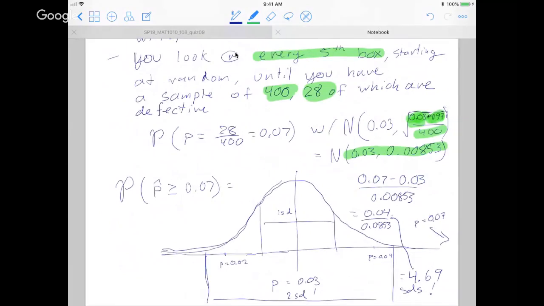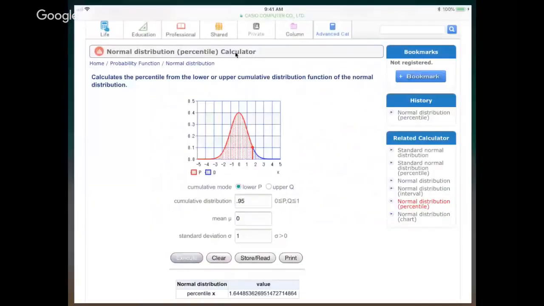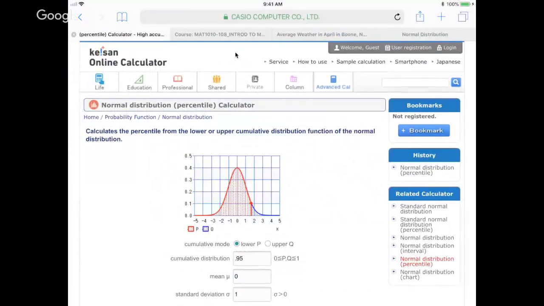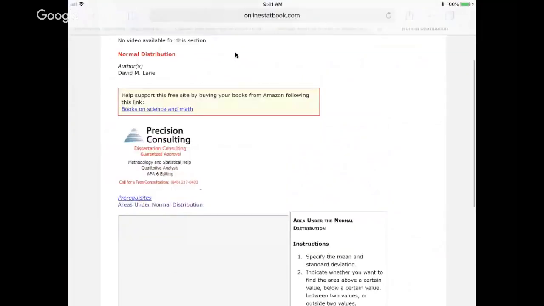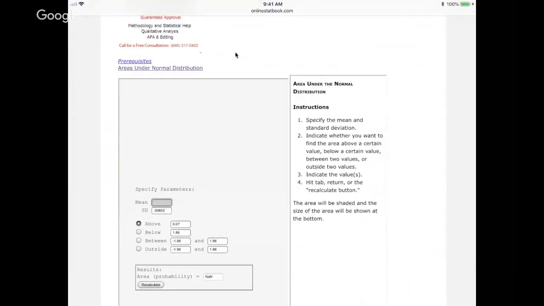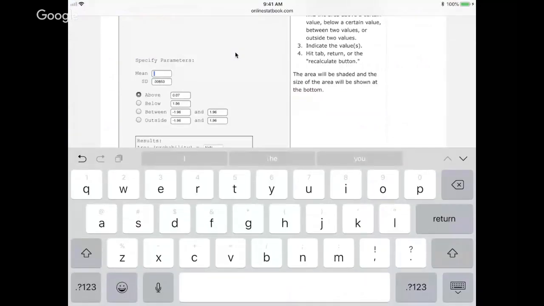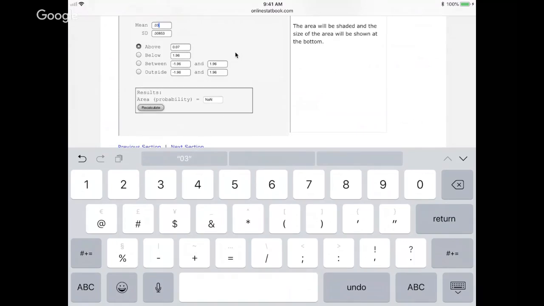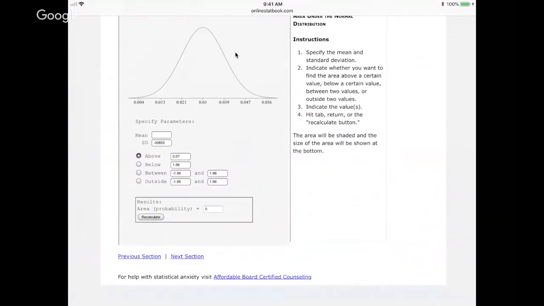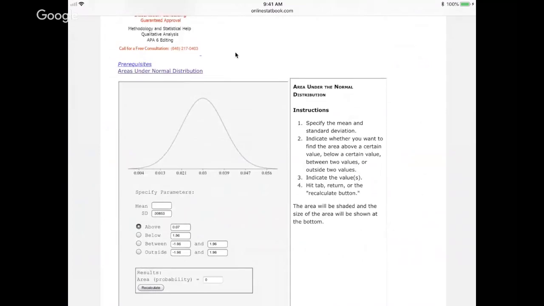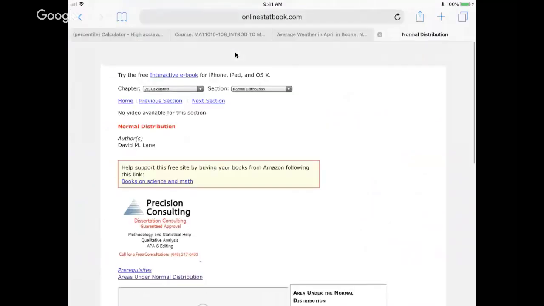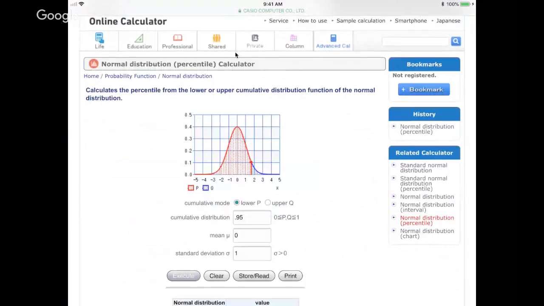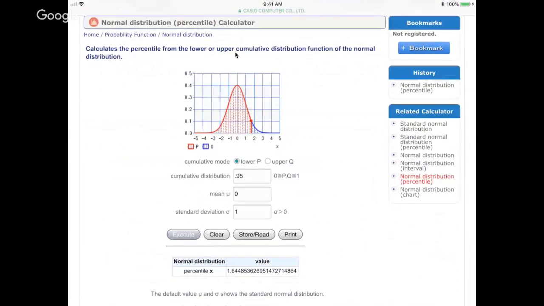And I pop up the normal calculator over here. Looks like I've got it plugged in already. Thank you, past Russell. 0.03. I want to know the percent above 0.07. I calculate and I get a 0. That's because this calculator only reports 4 decimal places. That's lame. Let's look at our percentile calculator. It's a little more hardcore.